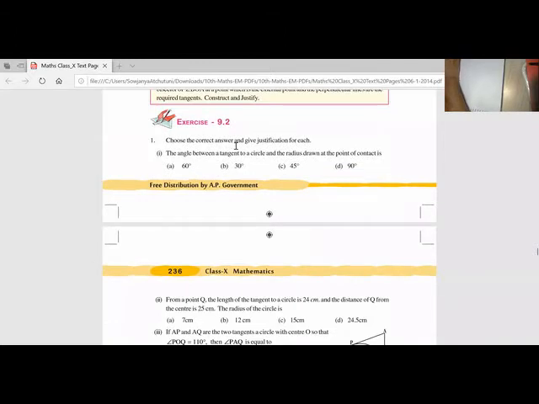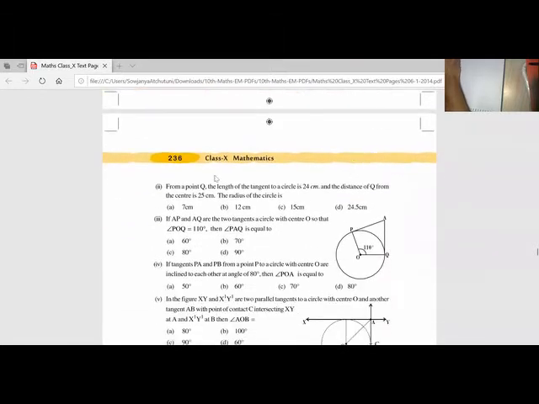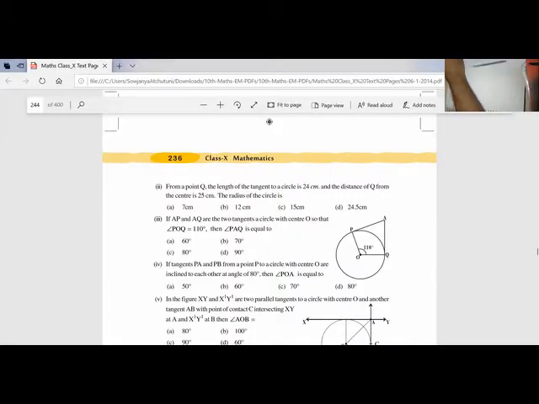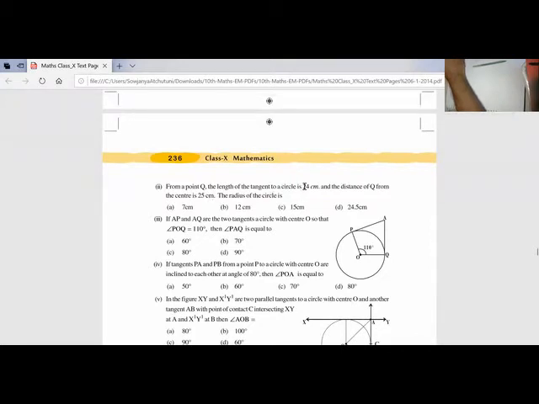Let us see 9.2. The angle between a tangent to a circle and the radius at the point of contact is 90 degrees. From point Q, the length of the tangent to a circle is 24. The distance of Q from the center is 25. Radius of the circle is the square root of 25 squared minus 24 squared. 25 squared is 625, 24 squared is 576. 625 minus 576 is 49. So the root of 49 is 7. So we can say the radius of the circle is 7.